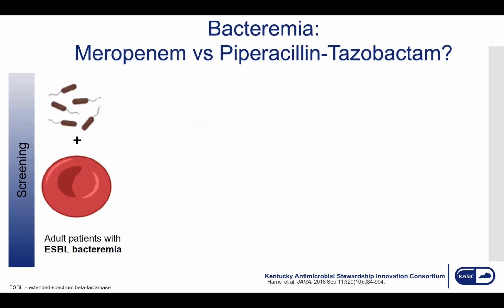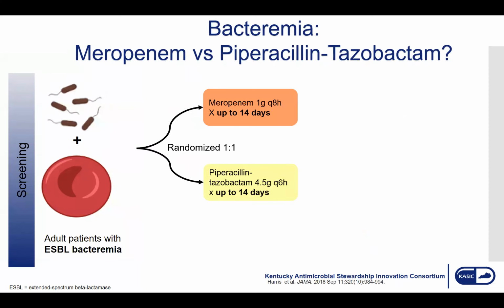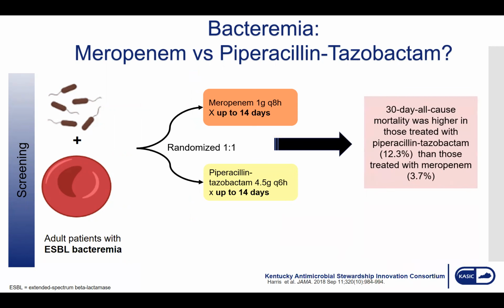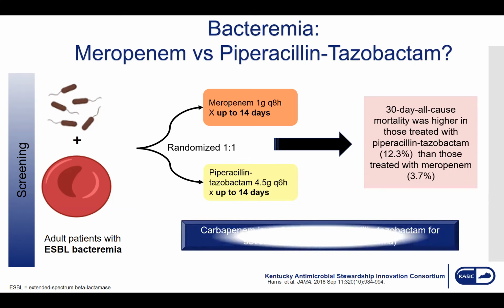So I will refer you to this article that was published in 2018. This study enrolled adult patients with ESBL bacteremia. They randomized the patients 1-to-1. One group received meropenem and the other group received piperacillin-tazobactam. What they found is that the patients who received piperacillin-tazobactam tended to have higher all-cause mortality compared to those who received meropenem. And from the study, what we learned is that if the patient has a severe ESBL infection, for example, bacteremia, we probably want to prefer carbapenem over other treatments such as piperacillin-tazobactam.